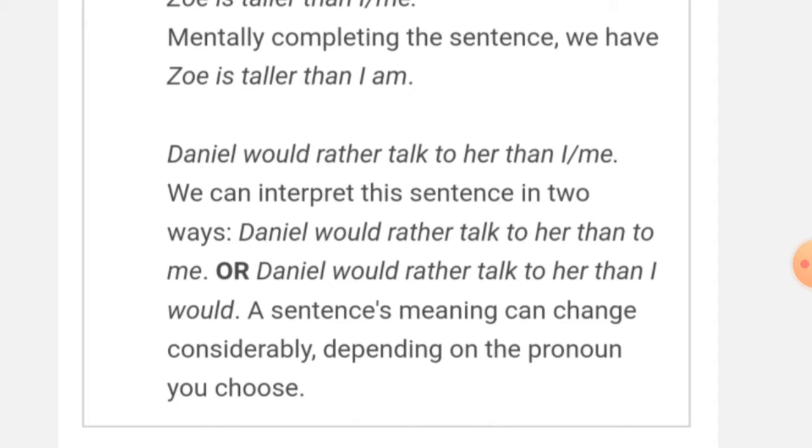In the second sentence, Daniel would rather talk to her than I would. In this case, there are two subjects. One is Daniel and the other is I, who are to talk to her. But preferably, Daniel is being nominated instead of I. So, the comparison lies between two subjects in this sentence.